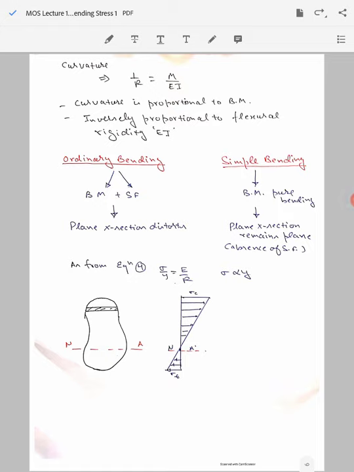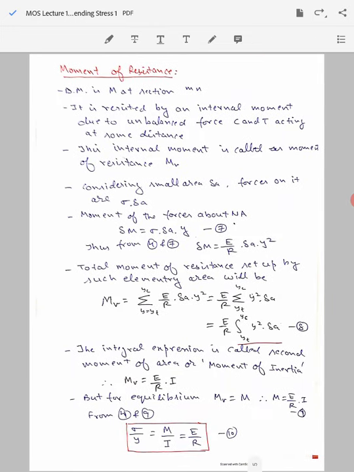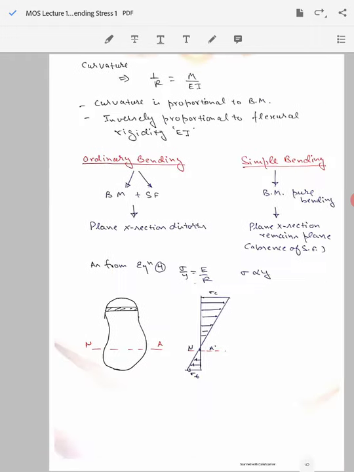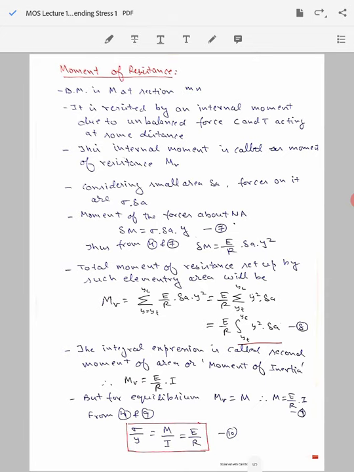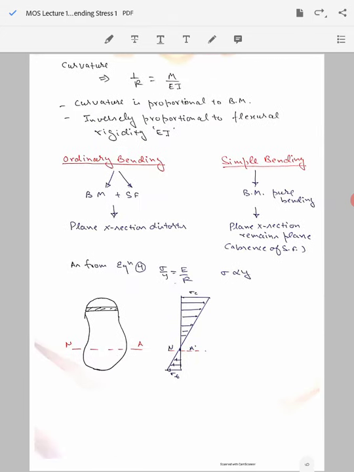Now let's talk about the curvature. What is curvature? Curvature is 1 by R. So from expression 10 we can see that curvature is equal to M by EI, that is, 1 by R is equal to M by EI. So we see that the curvature 1 by R is proportional to the bending moment. That means the higher the bending moment, the higher will be the curvature, and it is inversely proportional to EI, which is termed flexural rigidity. The higher the value of flexural rigidity, the lower will be the curvature. So the beam will have less curvature in the case of higher flexural rigidity.